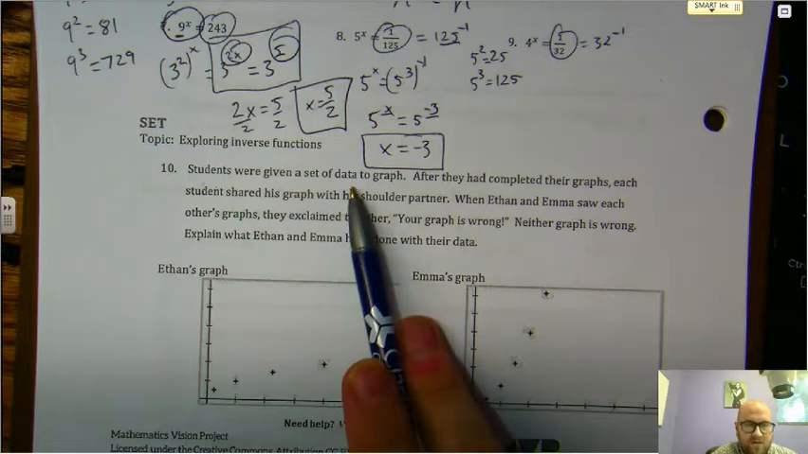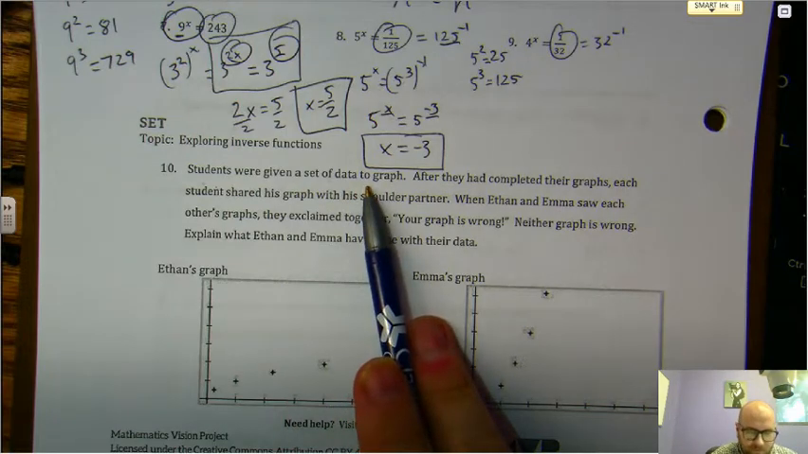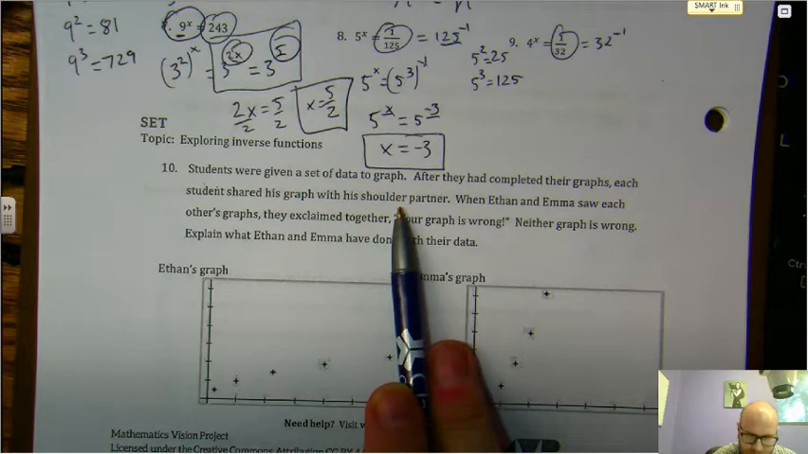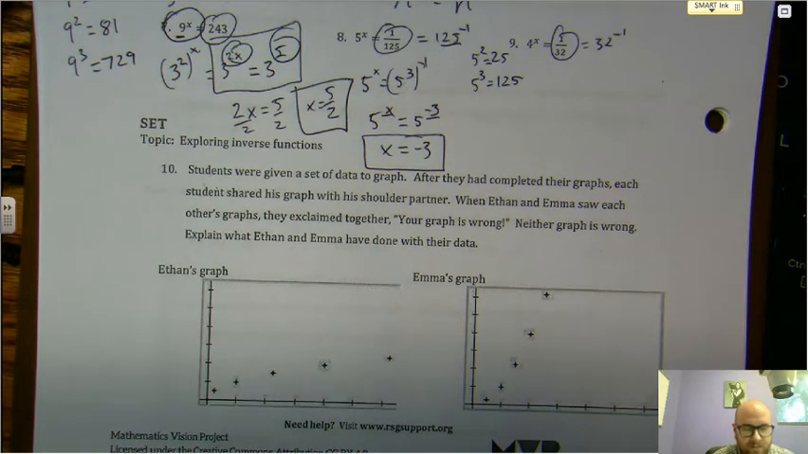Students were given a set of data to graph. After they had completed the graphs, each student shared his graph with his shoulder partner. When Ethan and Emma saw each other's graph, they exclaimed together, your graph is wrong. Neither graph is wrong. Explain how they got this different data.